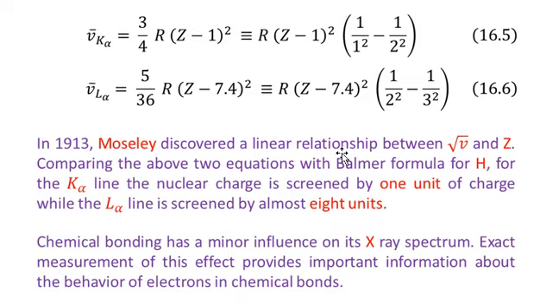In 1913, Moseley discovered a linear relationship between the square root of frequency and Z. Comparing the above two equations with the Balmer formula for hydrogen, for the K alpha line the nuclear charge is screened by 1 unit of charge, while the L alpha line is screened by almost 8 units of charge. Here I have rounded 7.4 to nearly 8 units of charge. So the K alpha line is screened by 1 unit of charge, whereas the L alpha line is screened by nearly 8 units of charge, which is obvious from these two formulas.